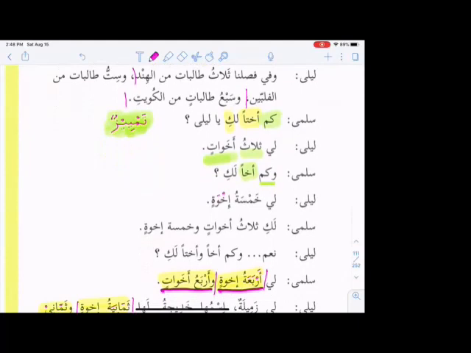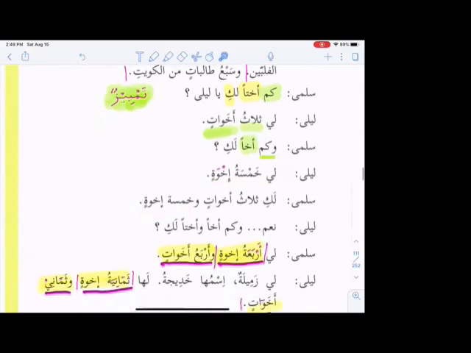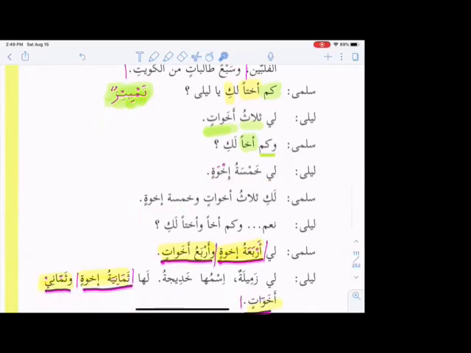Salma. Now Salma is just repeating what Layla just said. Lucky to you, for you, how many are there? Salasu akhwatin, from here. Wa khamsatu ikhwatin. Naam. Layla says yes. Kam akhan wa ukhtan laki. How many brothers and sisters do you have?